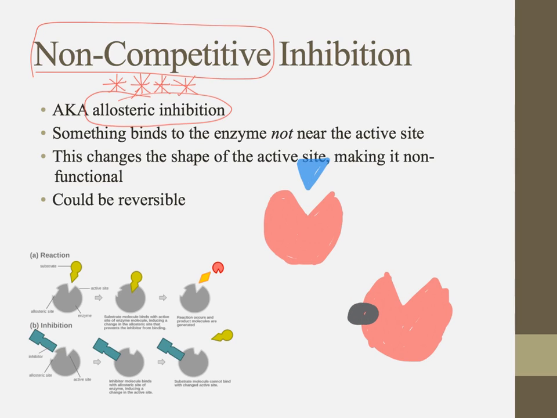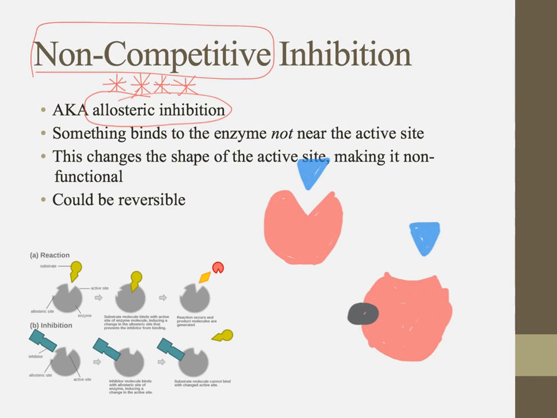Anywho, okay, let's say I have some kind of inhibitor bind to an allosteric site. What that's going to do is it might change the active site shape, and now my substrate can't fit in there. Okay, so now this active site won't fit this enzyme.